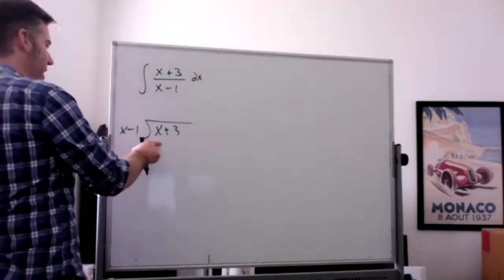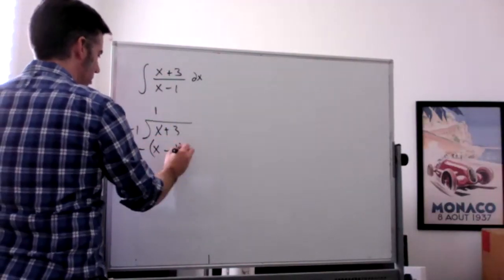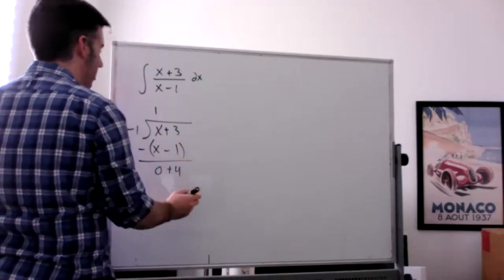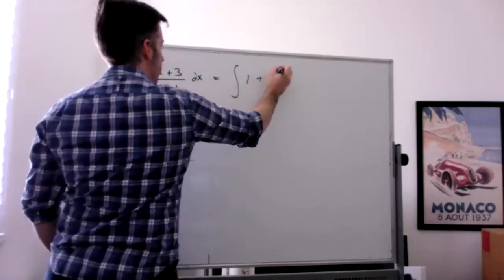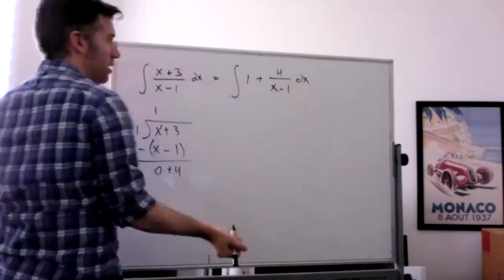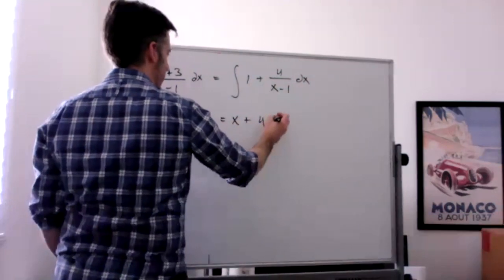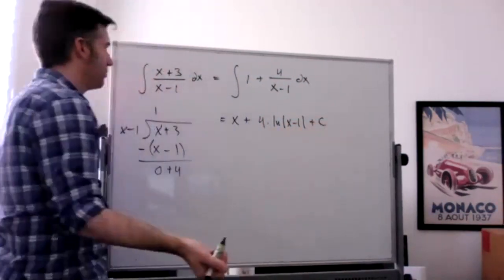When you multiply by x to get x, you multiply by 1. 1 times x minus 1 is x minus 1. Subtract. x minus x is 0. 3 minus 1 is 4. So this is equal to the integral of 1 plus 4 over x minus 1. And then we would get x plus 4 times the natural log of the absolute value of x minus 1.